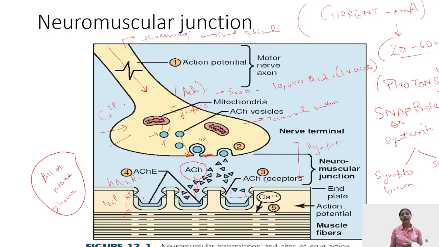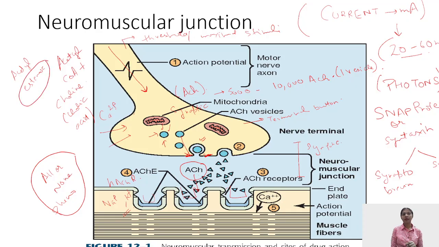And eventually the acetylcholine, after the successful muscle depolarization, gets metabolized into acetyl coenzyme A. Also, you have to remember the metabolites of acetylcholine, acetate and choline, with the help of an enzyme known by the name of acetylcholinesterase.